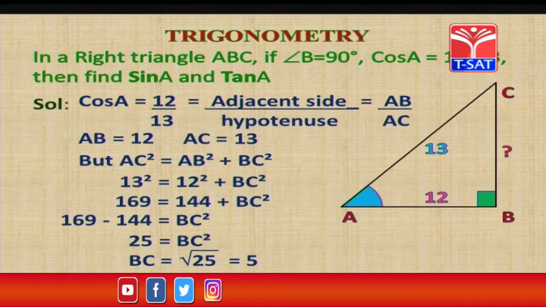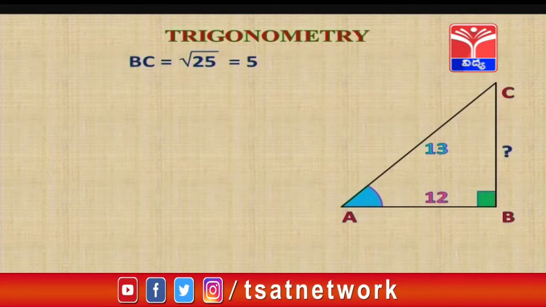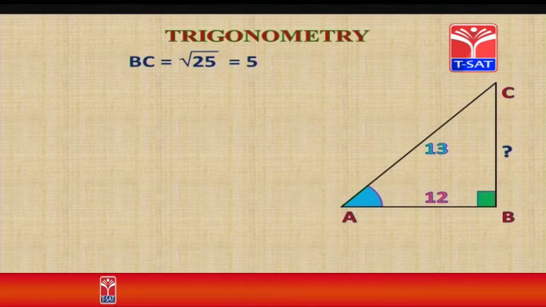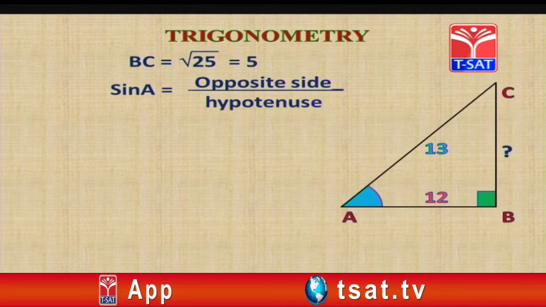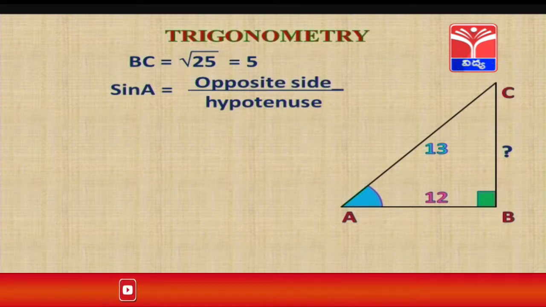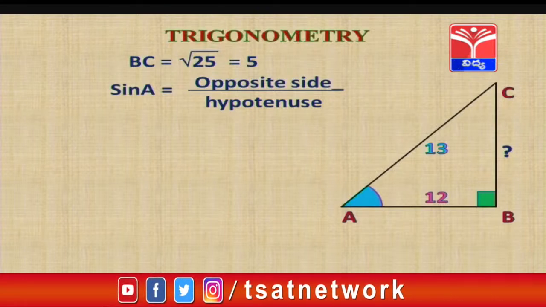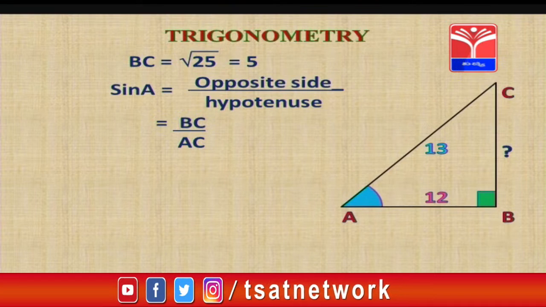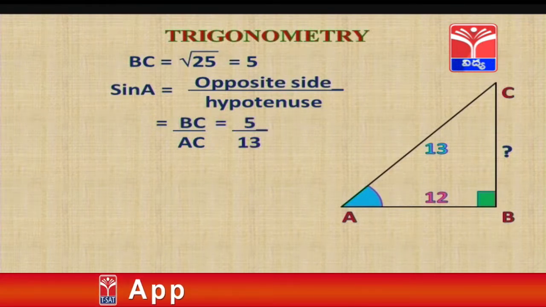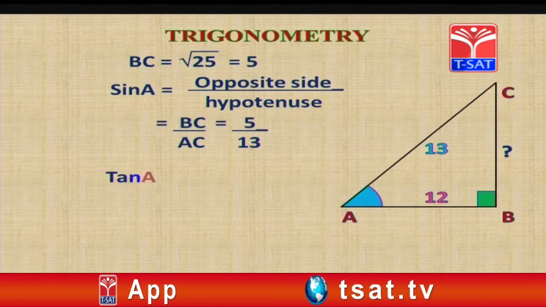BC is how much here? 5. When I say BC is equal to 5, what is the formula to find the sine? Sine A is equal to the side opposite to the angle A, what is that one? That is BC, hypotenuse as usual AC. So, the answer is BC by AC. Just now we got the value of BC, 5. So, 5 by 13 is the sine A value, is it right?